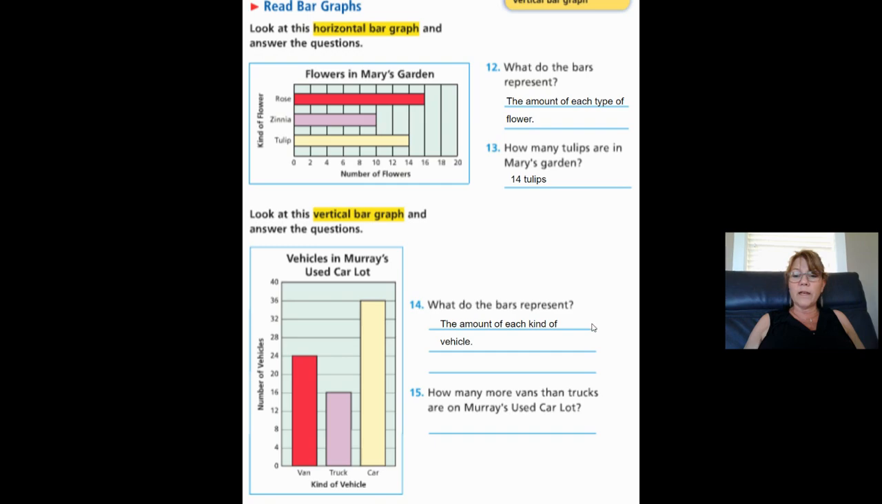How many more vans than trucks are on Murray's used car lot? So he has 24 vans and he has 16 trucks. So my problem would be represented like this, 24 minus 16, and we're going to get 8 more vans. Now you should be filling out your page 195. Now, we're going to jump ahead to page 198 right now.